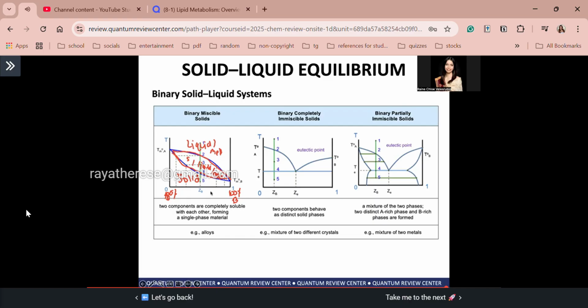Again, for binary completely miscible solids, you have only one phase in the solids, and there is no layering nor separation of solids. So for example, we have copper and nickel alloy. That is an example of miscible solid. And next we have the binary completely immiscible solid.